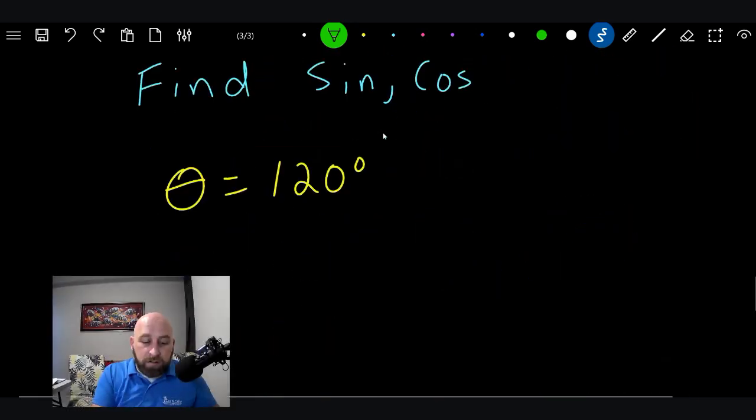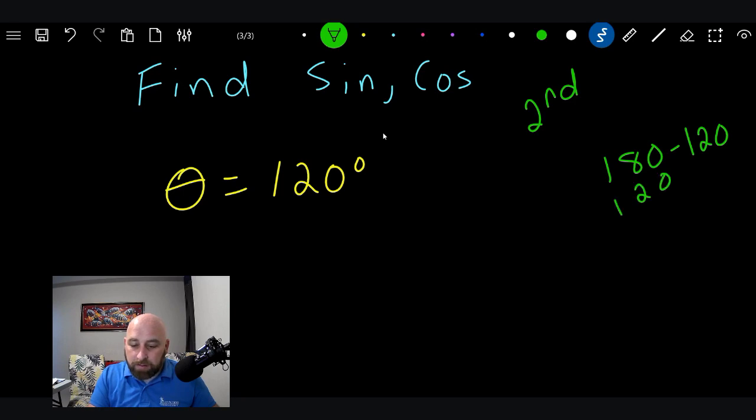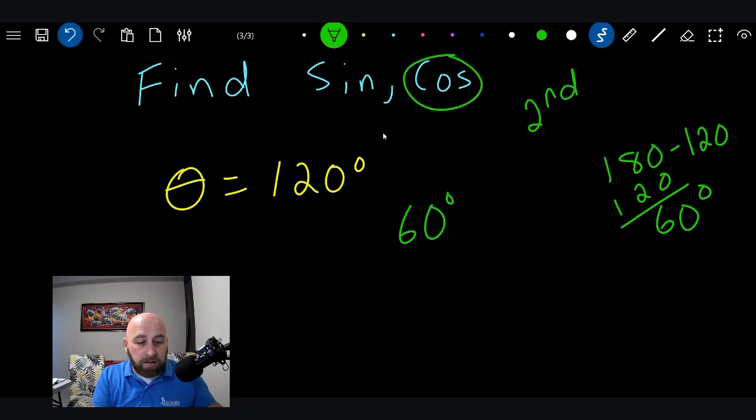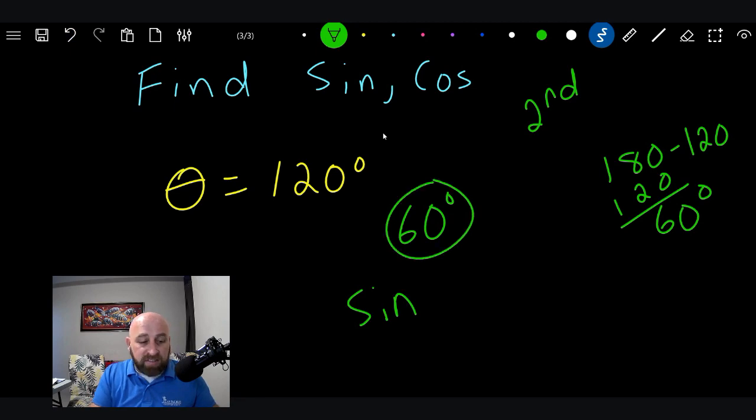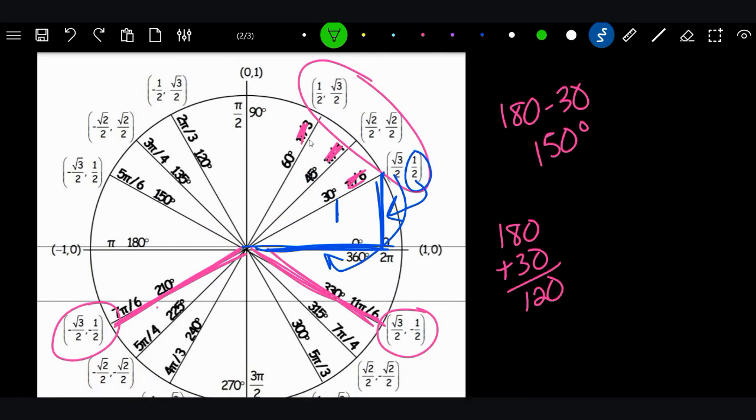Well, what you can do is you can say, okay, I'm in the second quadrant, so I'm going to do 180 minus 120. 180 minus 120 gives you 60. So we're dealing with a 60-degree angle, but we're in the second quadrant. So what is negative in the second quadrant? Okay, cosine is going to be negative. Okay, so our sine is just going to be the 60-degree angle. So go look at the unit circle for 60 degrees. Again, we don't have to touch our calculators. We're just going to 60, and there it is.